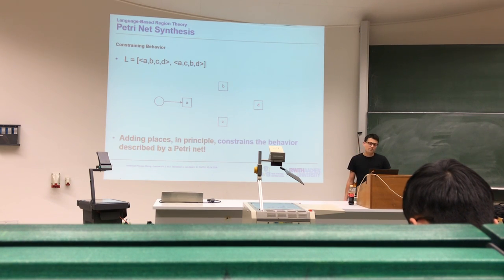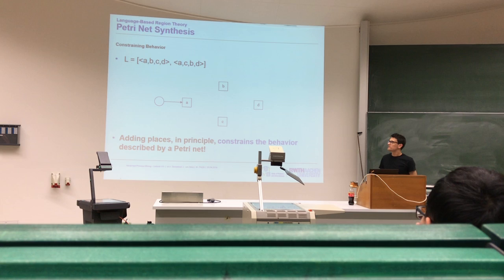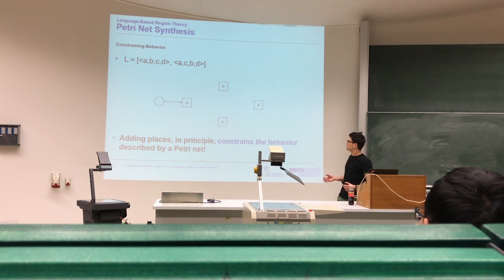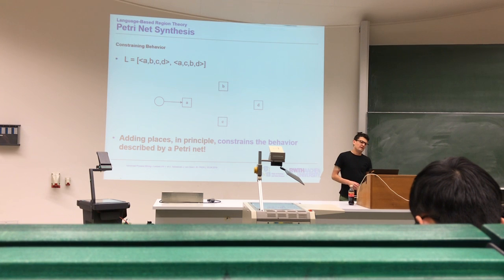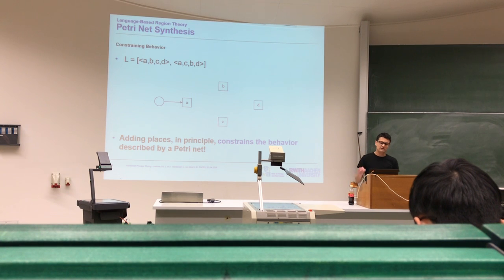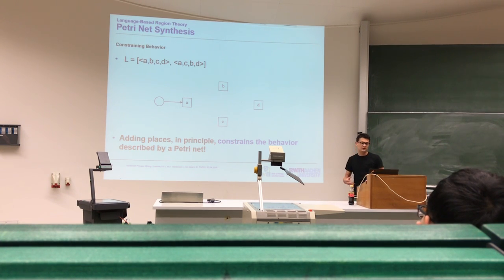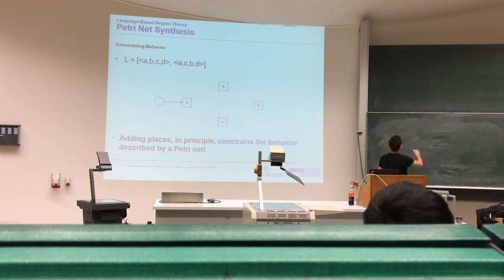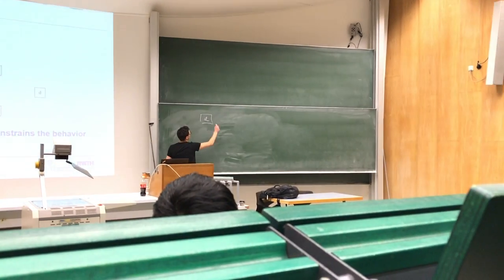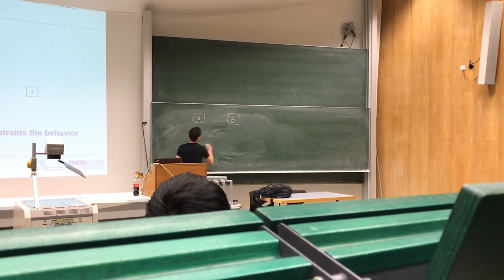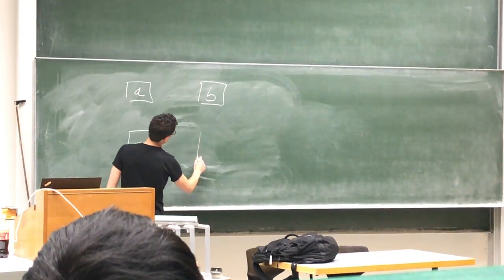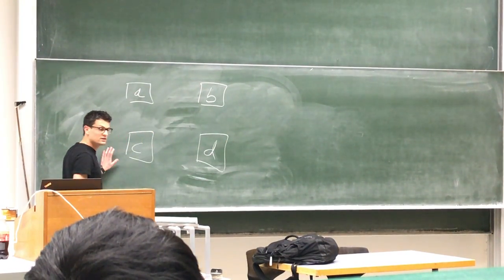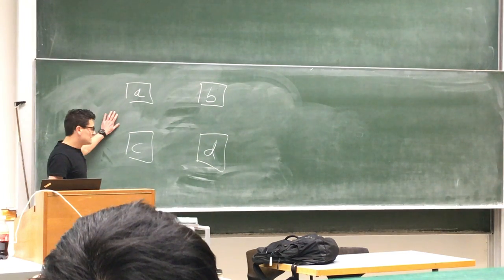So essentially, what we can deduce from this is that adding places in principle always constrains the behavior described by a Petri net. And if you think about this a bit further, the least expressive place would be this flower place that's also described by the inductive miner. I don't really have a slide of it, so I'm going to draw it to make this lecture so much more interactive. Amazing. So if we have these beautiful four transitions here, basically we can do whatever we want.